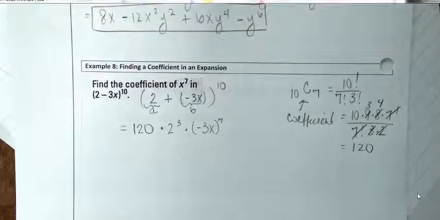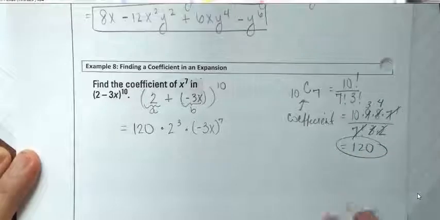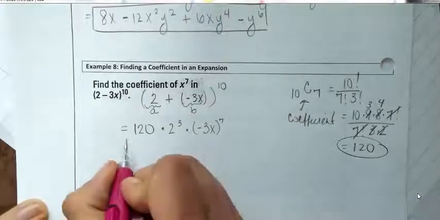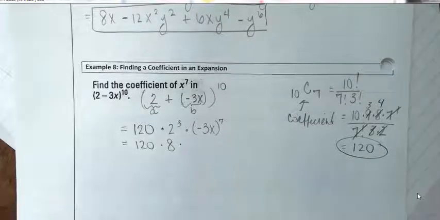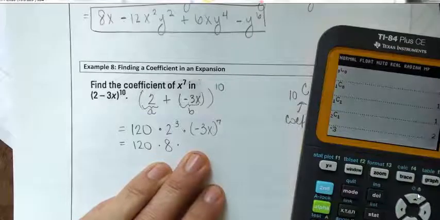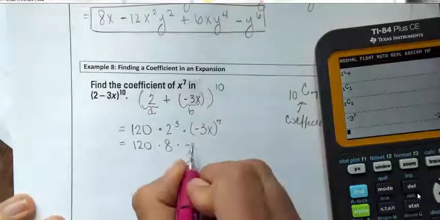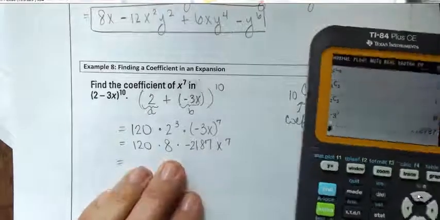Oh, I guess all I needed was the coefficient. Well, let's find the entire term. The question just asked for the coefficient. There's my answer. Let's find the entire term, though. Why not? This is super fun, isn't it? Okay, so this is going to be 120 times 8 times negative 3 raised to the 7th is negative 2187, and then x to the 7th. So multiplying all those together.